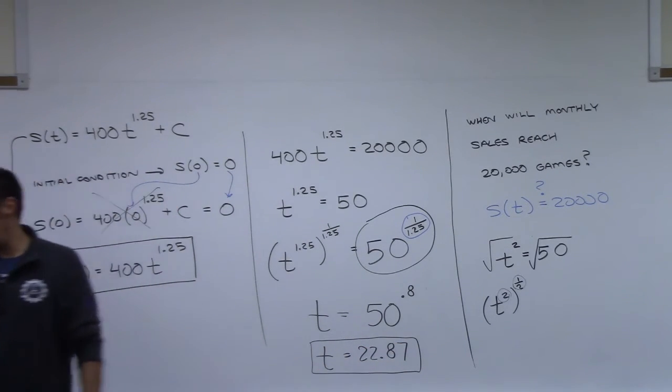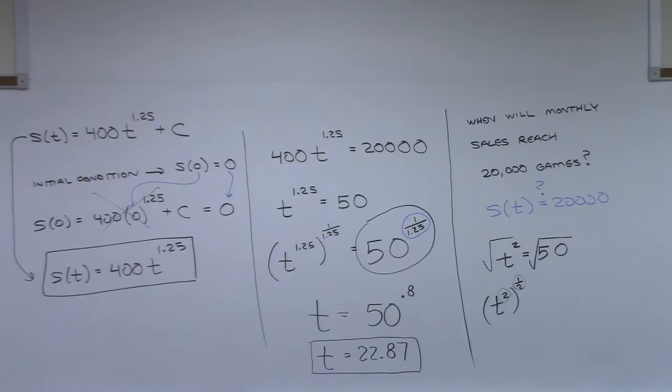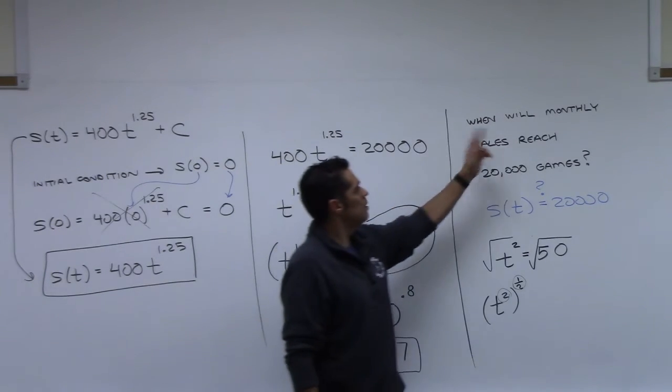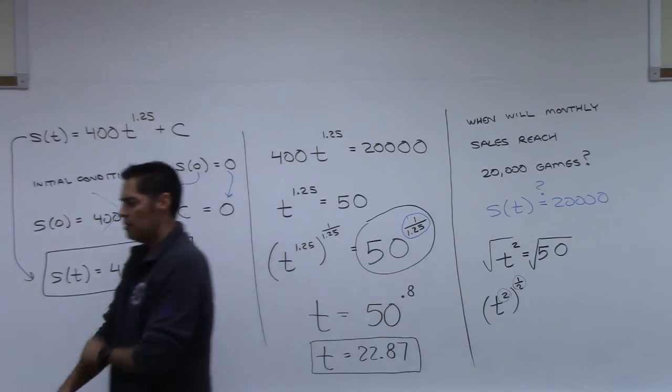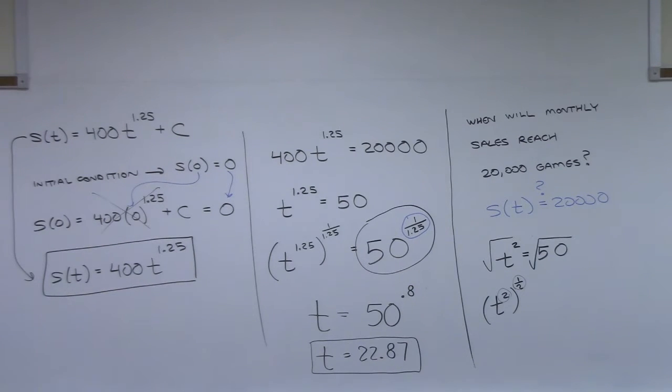So what can we say? I mean, that's an answer, but that's a decimal, right? Roughly speaking, when should we expect our sales to reach 20,000 games? About 23 months in. Okay, almost 2 years into the game release, we should expect sales to be about 20,000.